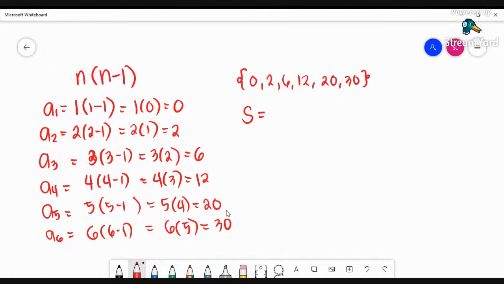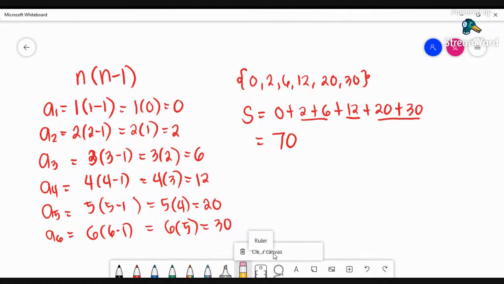And if we are going to find the associated series, it is 0 plus 2 plus 6 plus 12 plus 20 plus 30. So we have 2 plus 6 is 8 plus 12, that is 20 plus 50. So the associated series will be 70. Okay. Next, let's have our number 3.